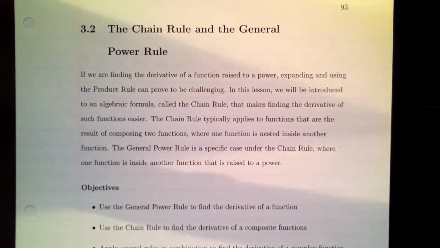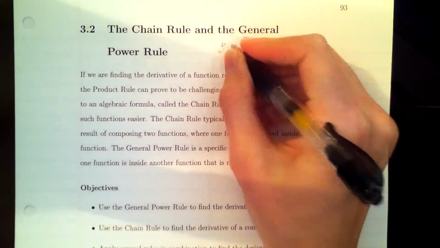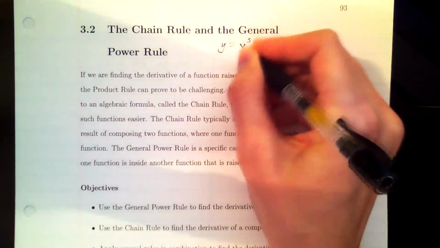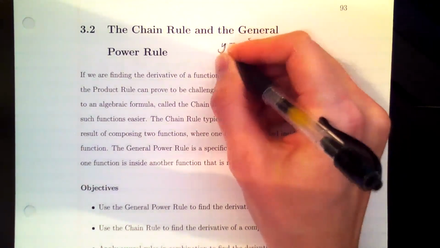Hello, everyone. Welcome back. Today, we're going to go over section 3.2, which is the chain rule and the general power rule. So far, you've learned how to take the derivative of something that is raised to a power. So, for example, y equals x to the fifth. We know how to take the derivative of that. We use a power rule.